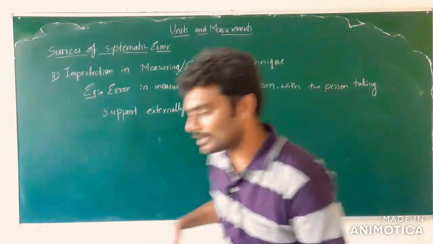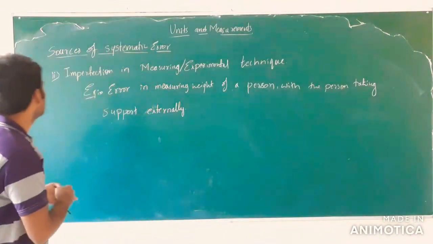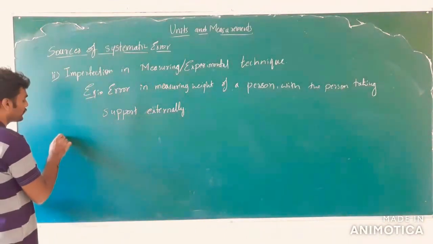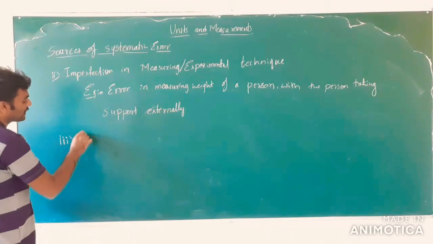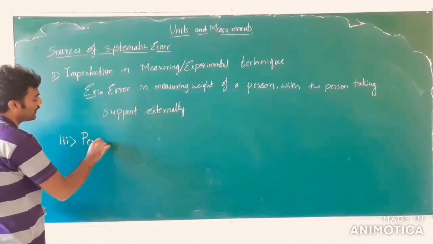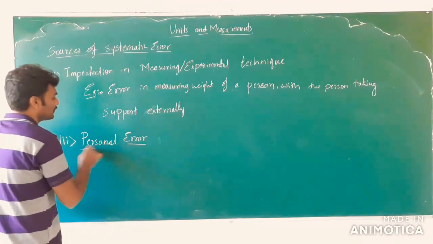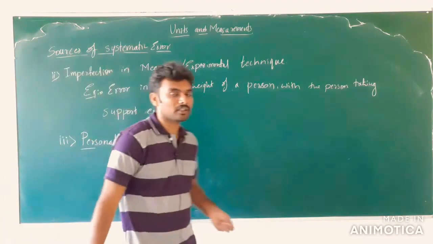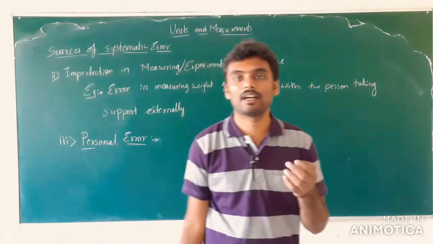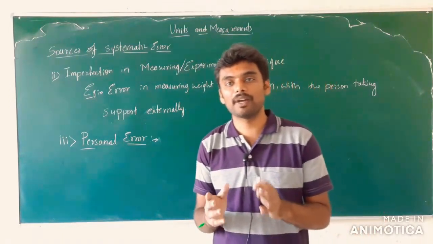Okay, now let me take the third source here itself. The third and last source of systematic error is personal error. What are these personal errors? These personal errors are obtained due to individual bias.